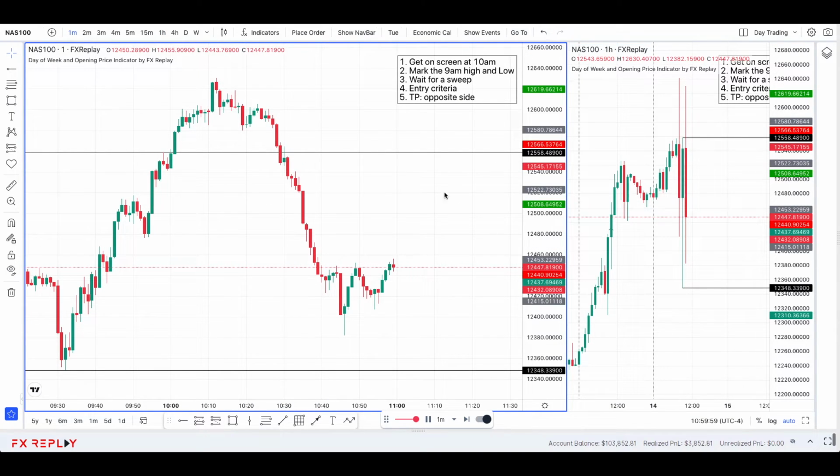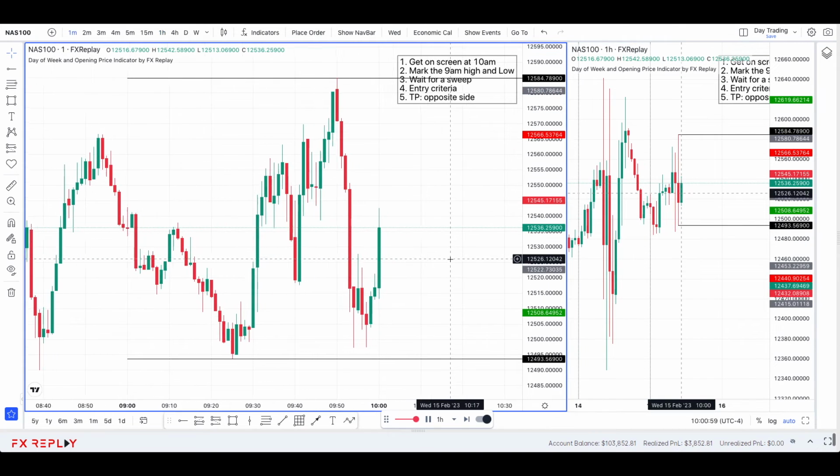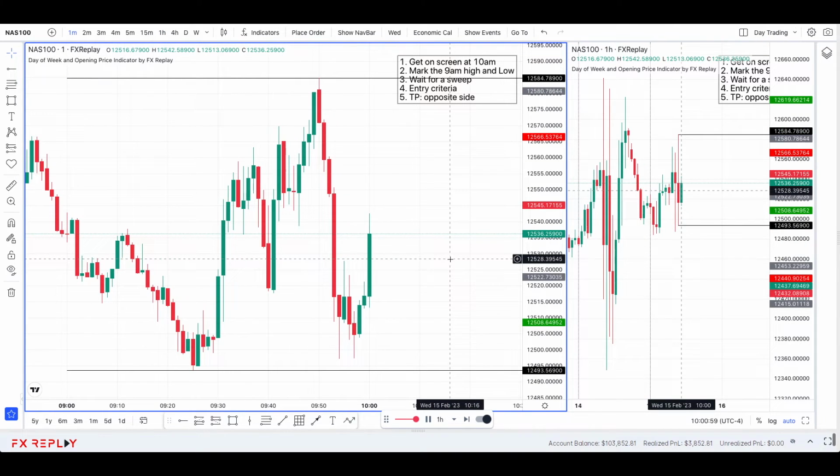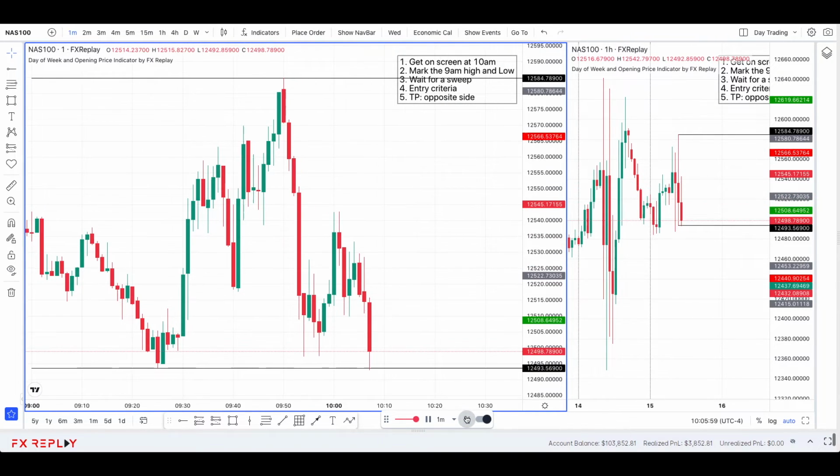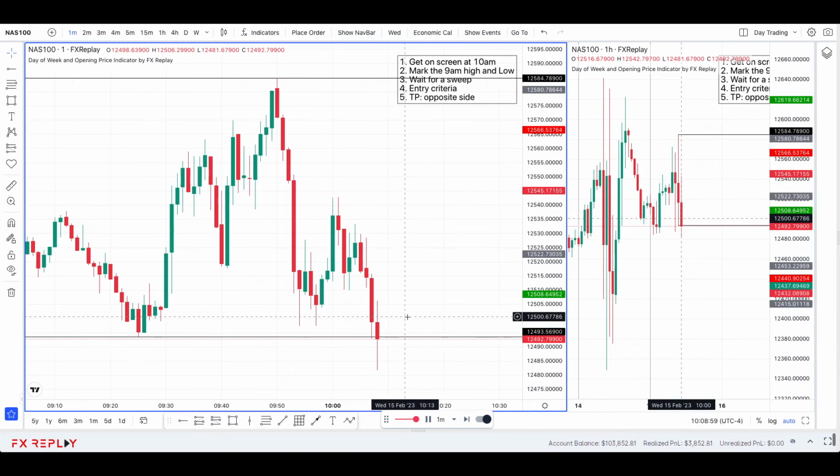Anyway, this is just something I'm doing to inspire you to backtest your own strategy. I'm just finding some good strategy, present them to you in the hope that you're going to go and backtest them yourself. But the other one was a pretty good trade I missed.